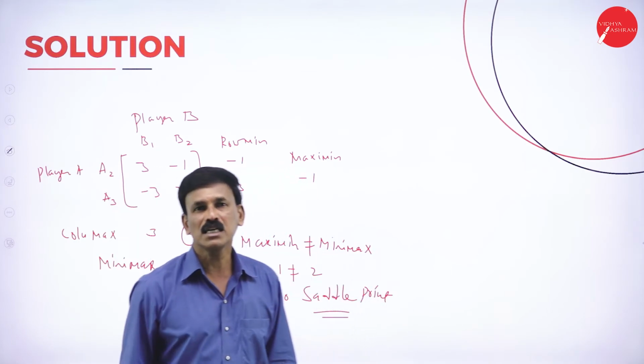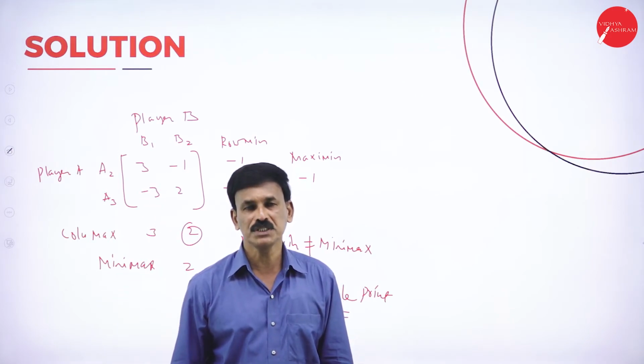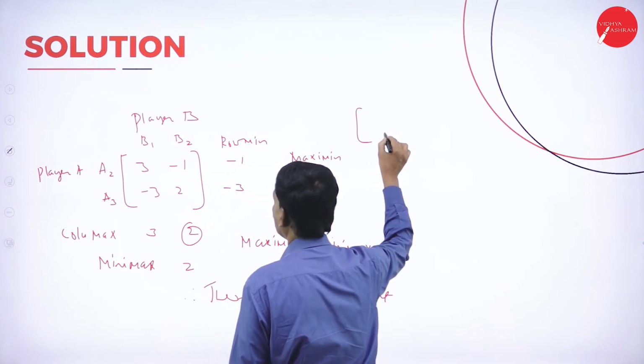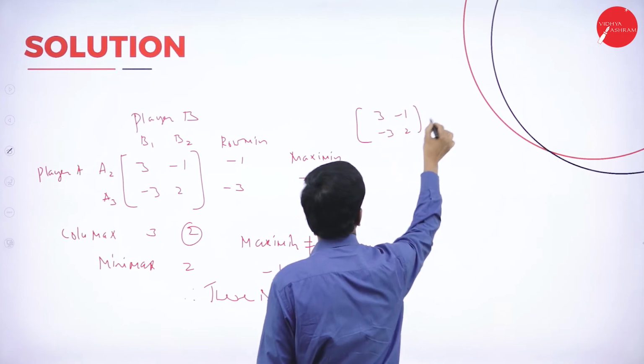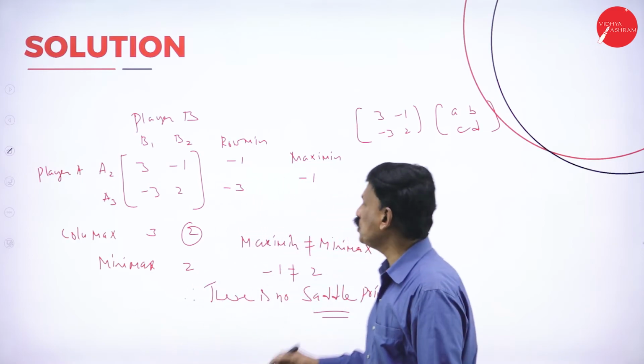Okay. Again, this can be solved using the mixed strategy method. Find out the values of P2, P3, Q1 and Q2. That's it. Now, what is given here? The matrix is 3, minus 1, minus 3 and 2. This is nothing but A, B, C, D. Now, let us find out P2 first.